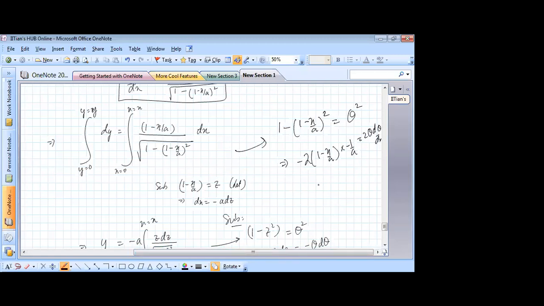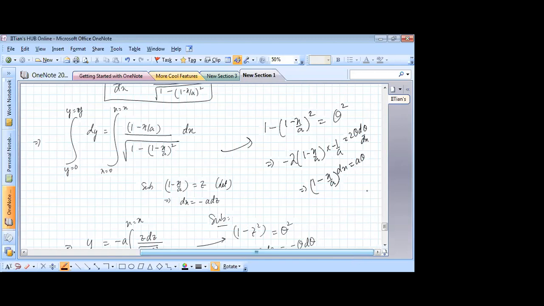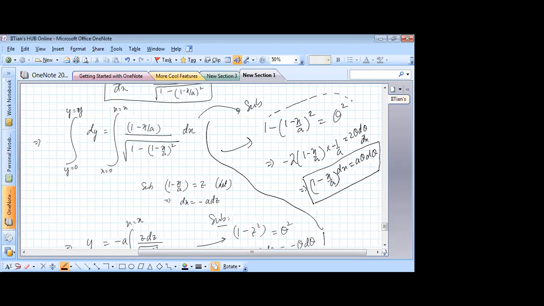So we could have just substituted 1 minus x by a dx as e theta d theta. So this substitution can be done directly actually. So all these steps can be avoided. We can directly substitute this over here, and that will bring us to that last step directly, where we have integrated in terms of theta. So we just substitute this. So we have done a double substitution, but we could have done it as a single substitution by using this.